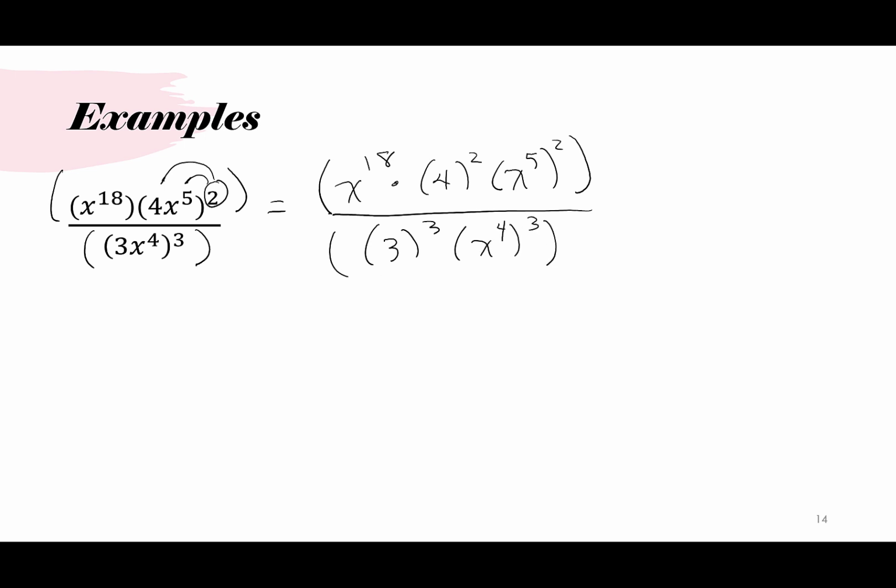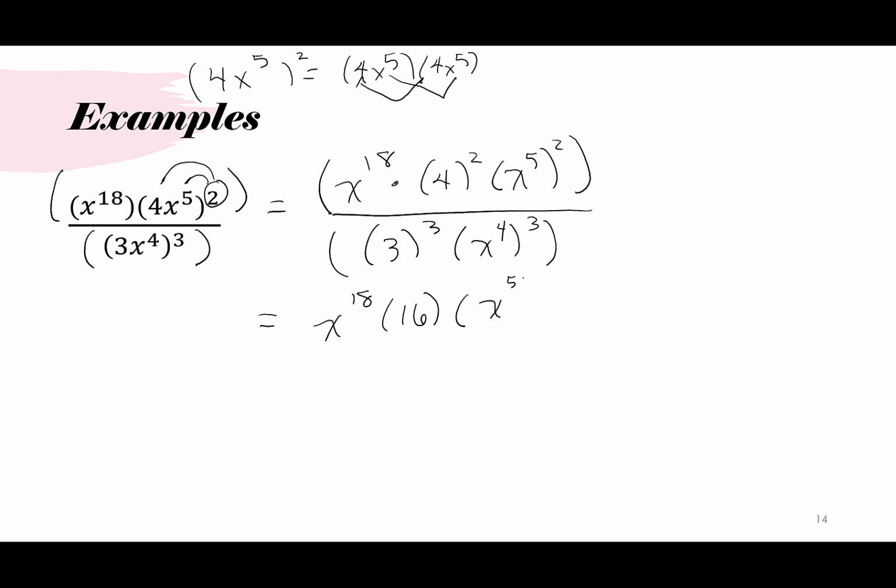And if you think about why did that happen, because what does it mean? 4x to the 5th squared means I have 4x to the 5th times 4x to the 5th. So I can see the 4 is there twice, the x to the 5th is there twice. So we just wrote it out as an exponent instead. So let's go back to our x to the 18th. 4 squared is 16. x to the 5th squared, we know we're going to do 5 times 2.